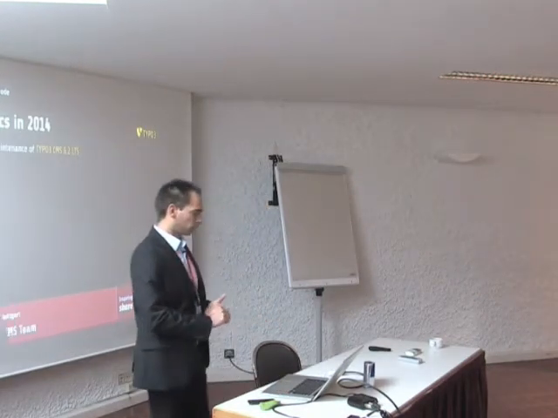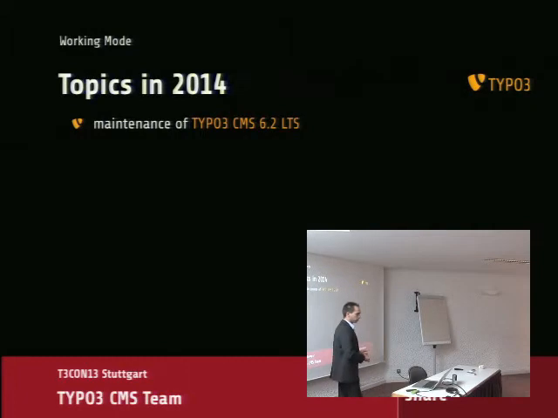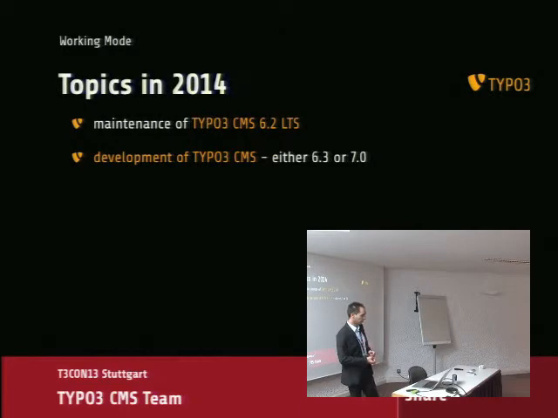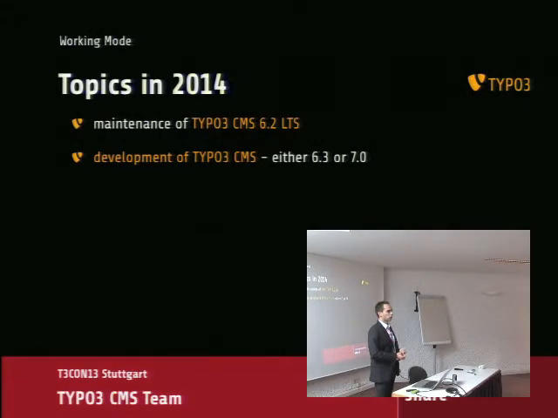Okay, the topics for 2014 are, of course, the maintenance of TYPO3 CMS 6.2, our long-term support version that will be supported until 2016. So this will continue, of course. And the development of TYPO3 CMS: we could continue with 6.3 or we could continue with 7.0. That is not really decided on. We have ideas and concepts for both strategies, but we will discuss that and make a decision in November, after the strategy sprint. Of course, our focus currently is the 6.2 LTS release, so that is more important than doing the fancy stuff.